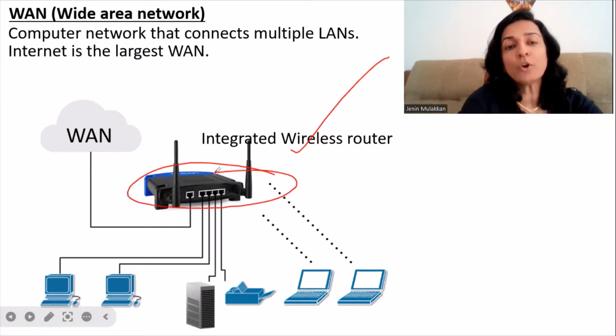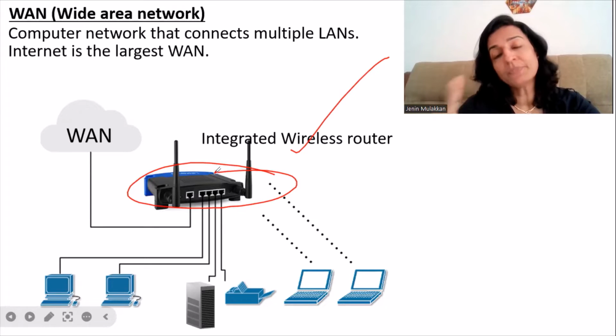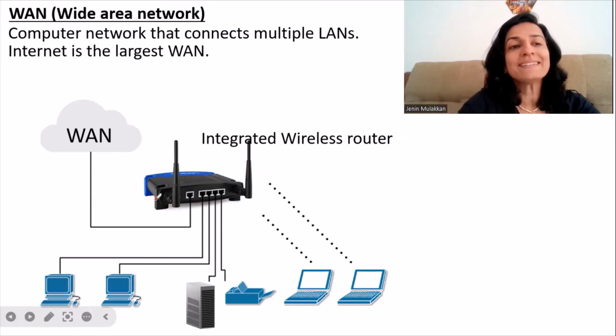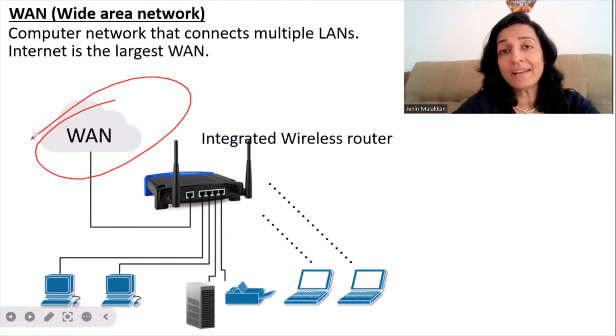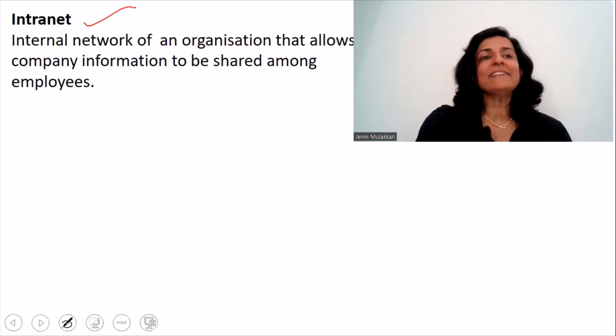Now, if you see here, you have got only one device. That is because it has got the functions of all the three. It has the functions of the router, the wireless access point, and also the switch. So that's it about the wide area network, or the WAN. Now let's move on to the next network. Now the next network is the intranet.